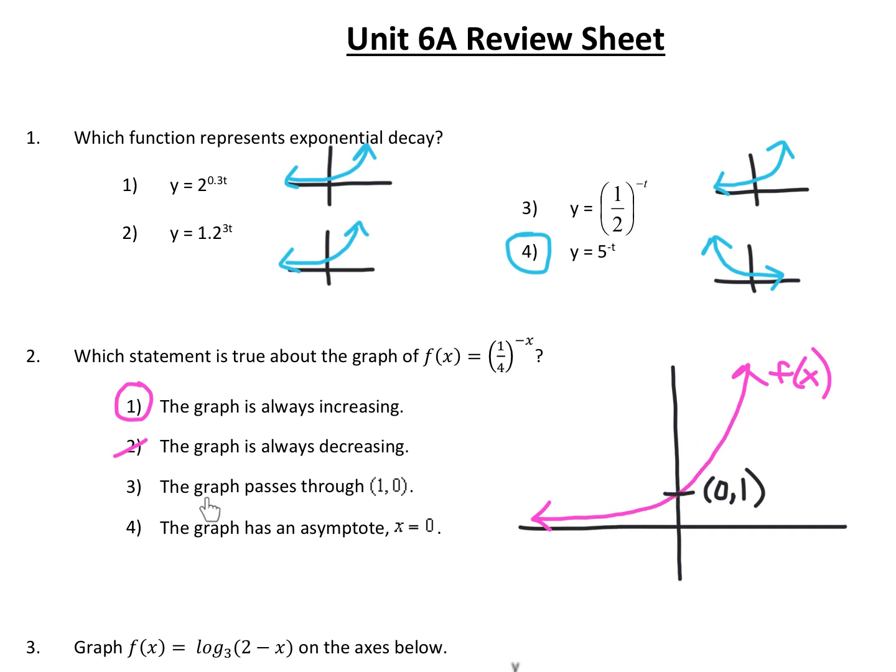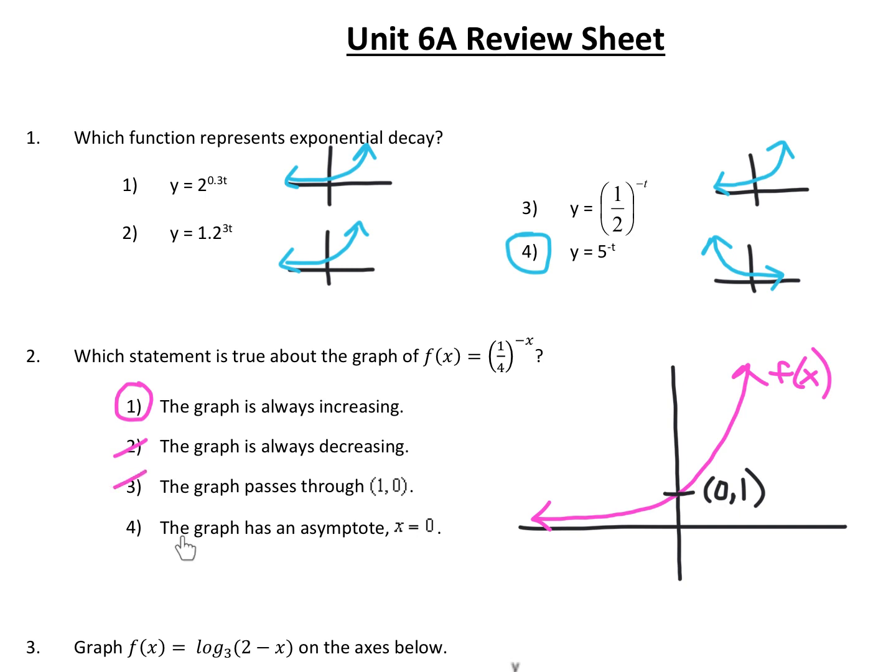Choice 3, the graph passes through 1, 0. Well, 1, 0 would be right over here, which the graph is not going to pass through. This graph actually doesn't even have an x-intercept. It actually goes through the point 0, 1. That's the y-intercept. But it doesn't have an x-intercept, so choice 3 is out.